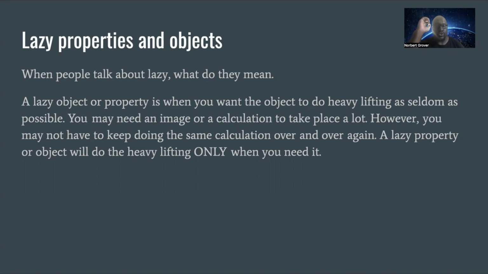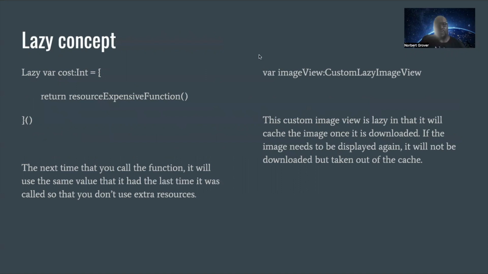You may need an image or a calculation to take place a lot. However, you may not have to keep doing the same calculation over and over again. A lazy property or object will do the heavy lifting only when you need it. I know that doesn't make a lot of sense right now, but that's the gist. I'm going to get more in depth.